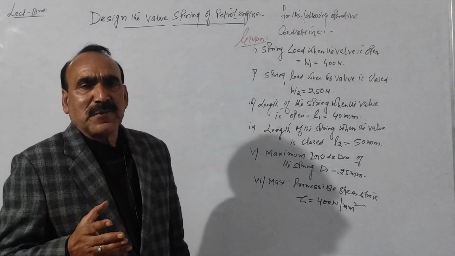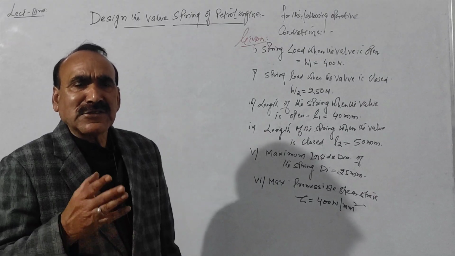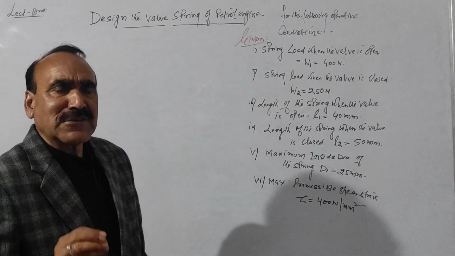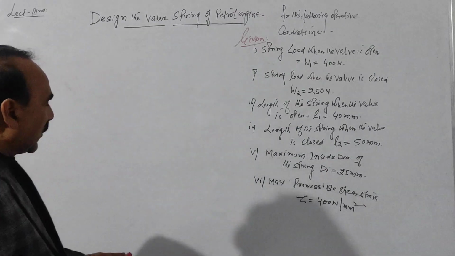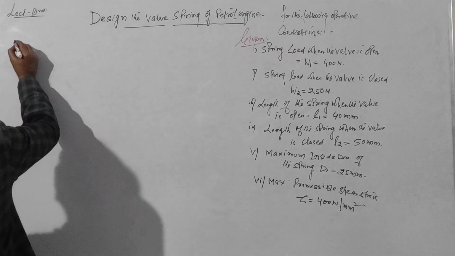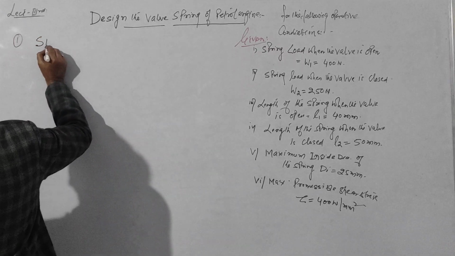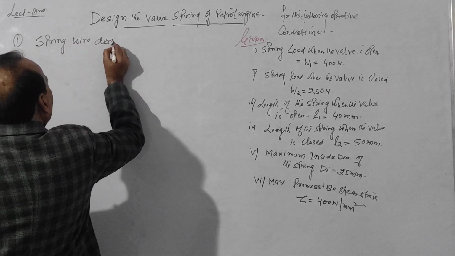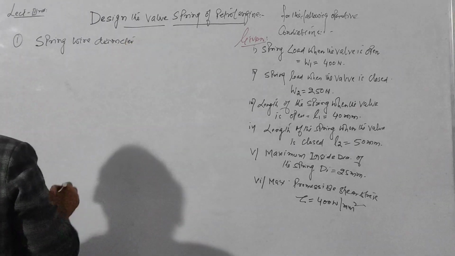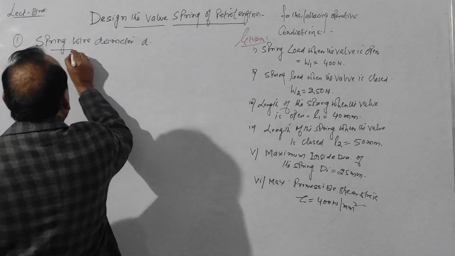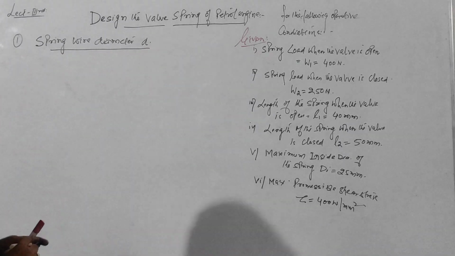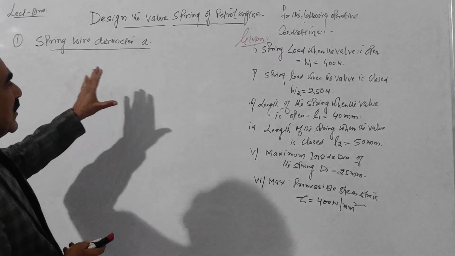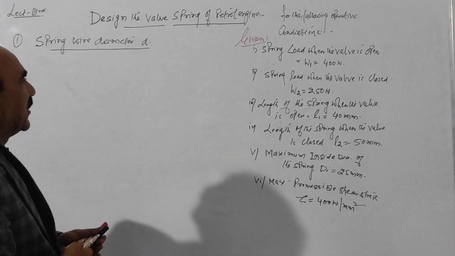The same parameters are there for designing the helical spring. First, you have to design the spring wire diameter, the first step. First of all, your step is the spring wire diameter, right? So we will start from the first step. The first step that I told you is the spring wire diameter d, which you have to calculate. So just see how you will calculate the spring wire diameter d here.